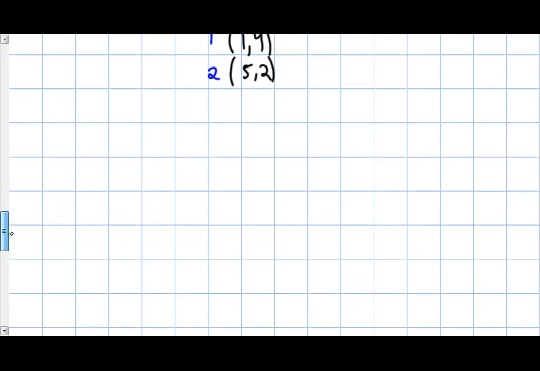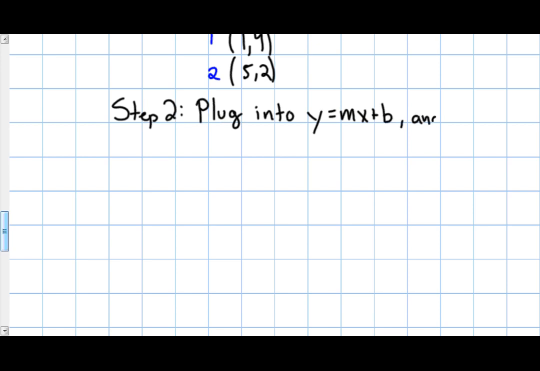So now that I know the slope, step 2, plug this into y equals mx plus b and solve for b using a known point.